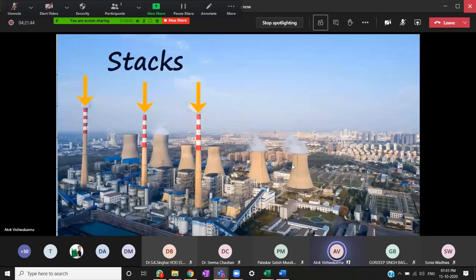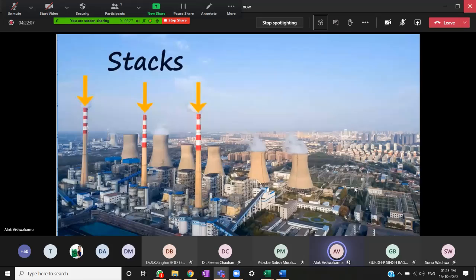These are the chimneys. These are very long structures, so that even though a small amount of polluting elements are there, these are discharged at high altitude, so the impact at the normal surface level is very, very less.